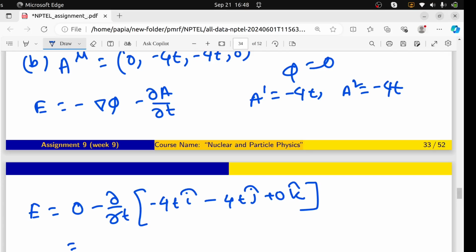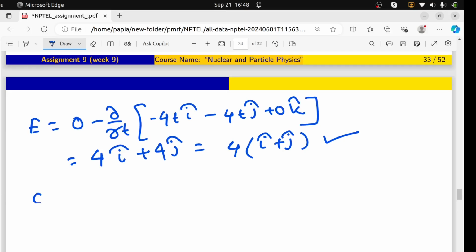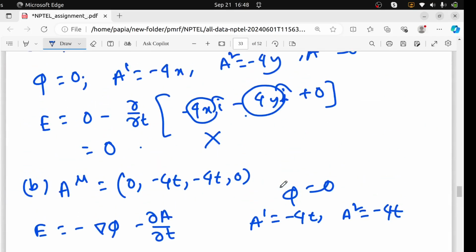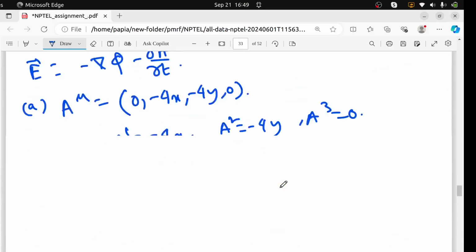So now you can see minus minus will come as plus. So 4 i cap plus 4 j cap, which will give us 4 times i cap plus j cap. So now our E will give us 4 times i cap plus j cap, whatever it should be. So the option number B is the correct option to give this type of electric field and this type of 4-vector potential. Now coming to C, minus 4x, minus 4y, 0, 0, 0.